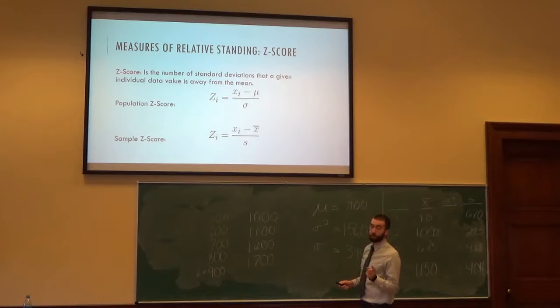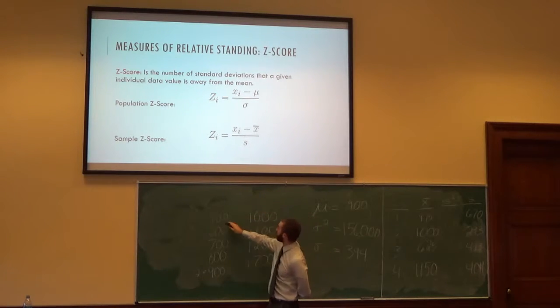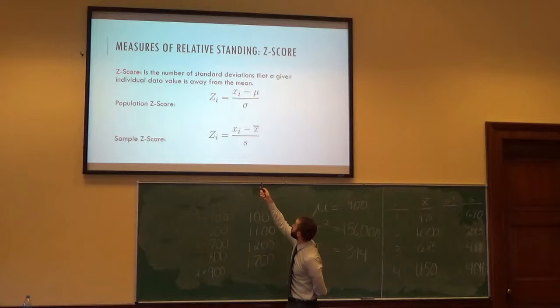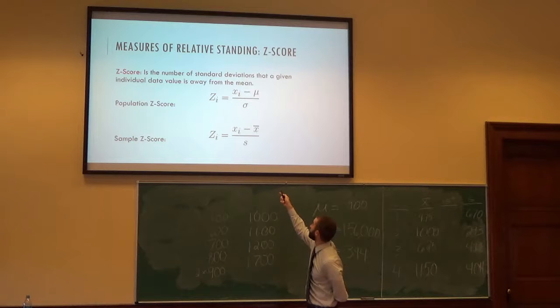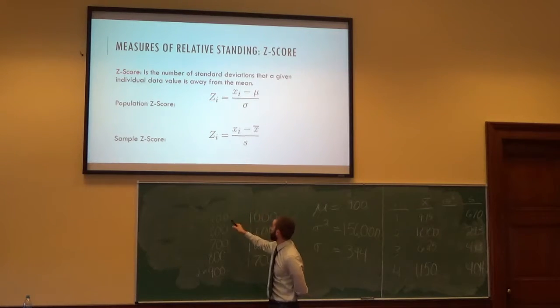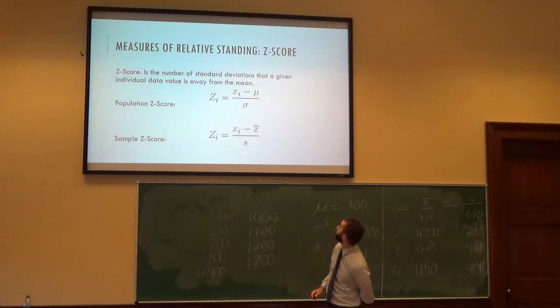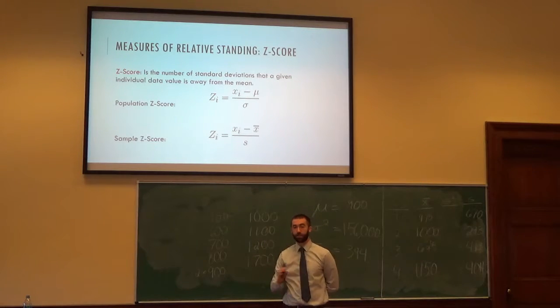All right? And the way that we measure that is we take that individual data point. In our example, this would be 100. If we take 100 minus the population mean, that's 900, so 100 minus 900, divided by the standard deviation. That would give us how far away 100 is from the mean in terms of standard deviation. It's the number of standard deviations that value is from the mean.